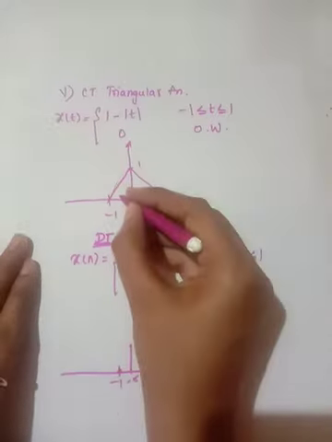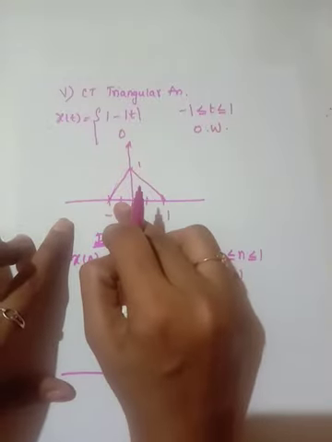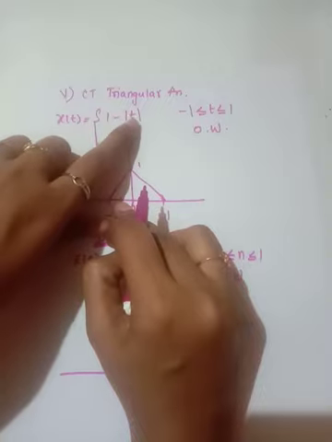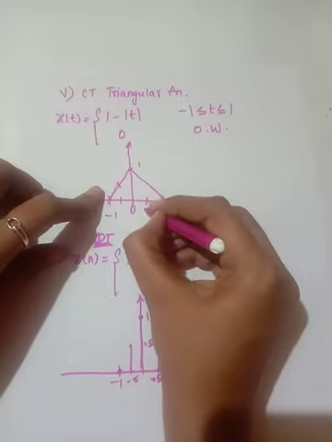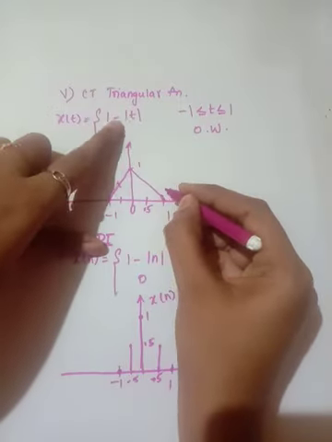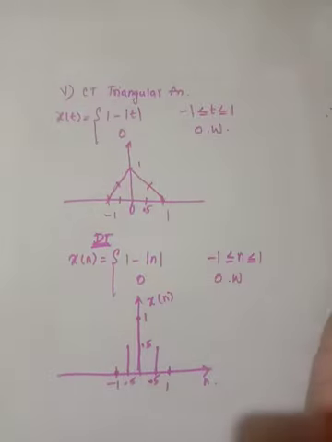If you want to check in-between points, if I substitute -0.5 here, mod is +0.5, so 1 minus 0.5 is 0.5. So I am getting 0.5 here. Similarly, when I substitute 0.5, it is similar: 1 minus 0.5, so you will get the 0.5 value.